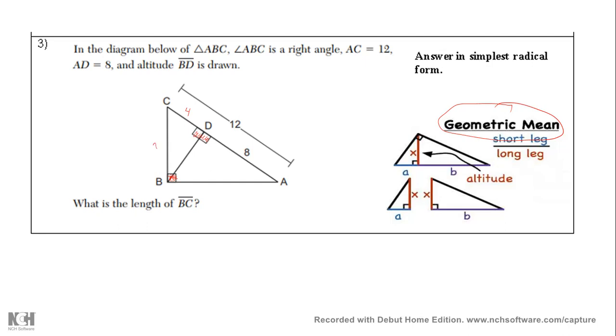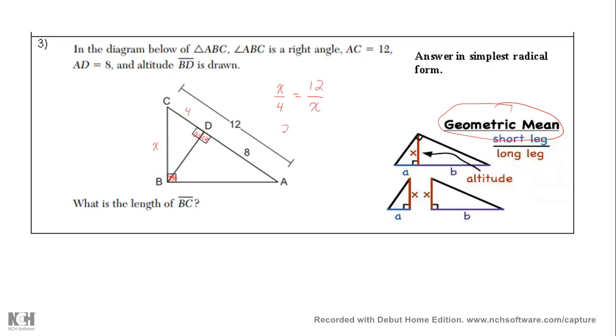And we're looking for BC. I know that the geometric mean is the leg, so I'm going to use the leg theorem. The leg is the geometric mean between the segment it's touching, which would be 4, and the whole hypotenuse, which would be 12.